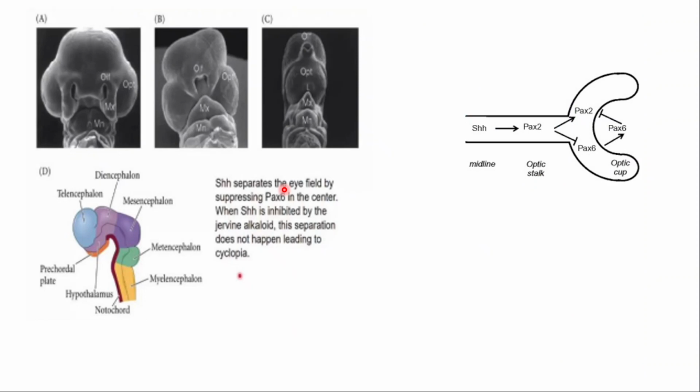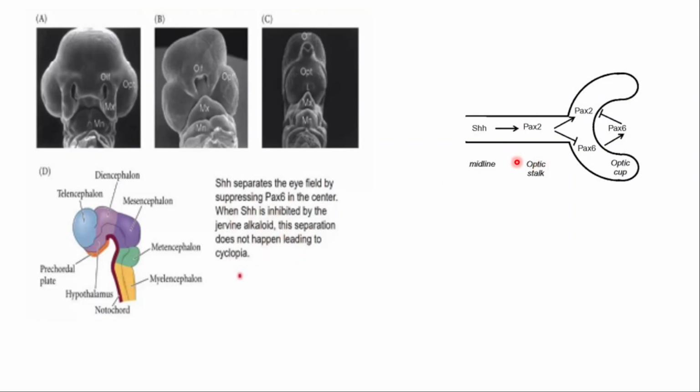Now if we quote Professor Subramaniam's slides, SHH separates the eye field by suppressing PAX6 in the center. This is the statement he mentioned. When SHH is inhibited by Jervine alkaloid, this separation does not happen, leading to cyclopia. So this is what I was trying to explain.